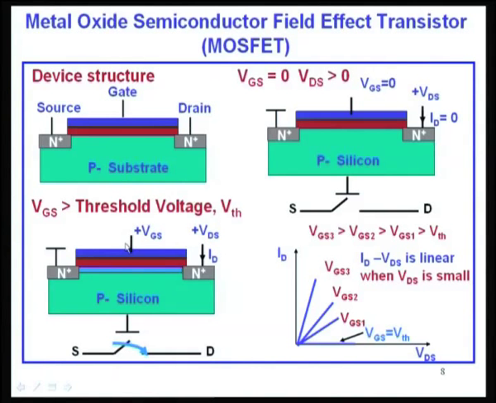If I increase the gate voltage from VGS1 to VGS2, more charges are there. More charges means less resistance, that means more current. So, I will have another characteristic like that. If I increase it to VGS3, more gate voltage, more charges, more will be the current. So, I get linear characteristics like that. So, this is the MOSFET action, metal oxide semiconductor transistor action.